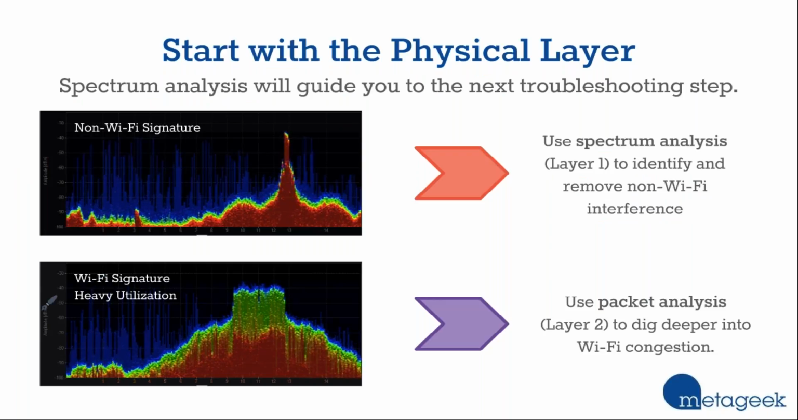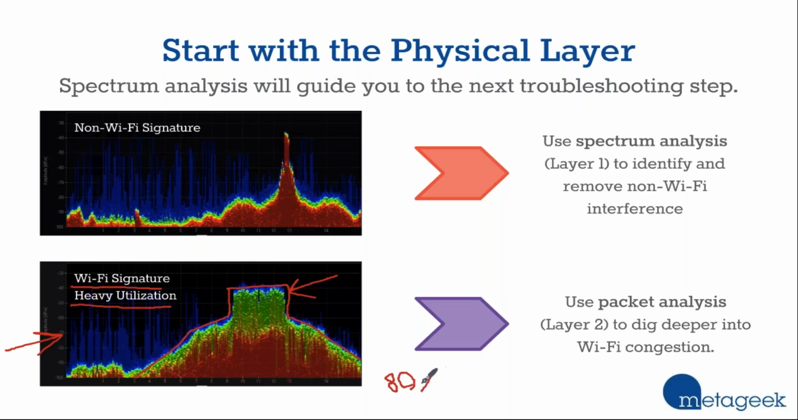because packet analysis isn't going to help me out there. On the other hand, though, I might see a Wi-Fi signature. And that's the second thing I might see. If I see a flat tabletop shape like this, this is a shape that 802.11g and 802.11n make in the spectrum. And if I see that it has very, very heavy utilization, in this case, I can see that it's keeping the channel busy about, judging just by looking at it, 80% of the time or more, then I know that that channel is very, very busy, and I know that that is from Wi-Fi activity.